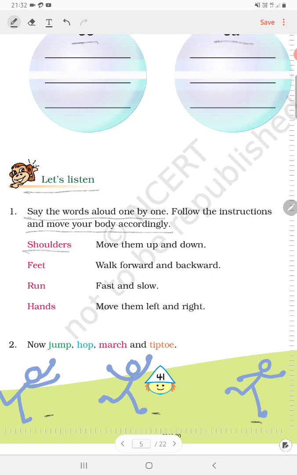Shoulders, shoulders. See this portion below the neck, this is your shoulders. Your neck, and this is your shoulder. Okay, these are your shoulders. But this is your face. This is the face and your shoulders. These are your shoulders.